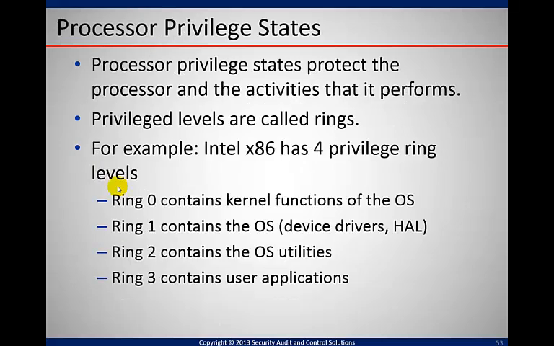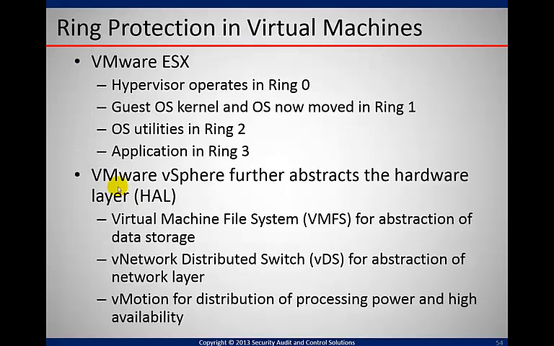Processor privilege states protect the processor activities that it performs. Privilege levels are called rings, and for example, the Intel x86 has 4 privilege ring levels. Ring 0 contains the kernel, functions of the operating system. Ring 1 contains the operating system, such as device drivers and the hardware abstraction layer. Ring 2 contains the operating system utilities, and Ring 3 contains user applications.